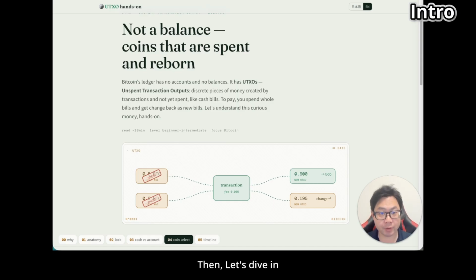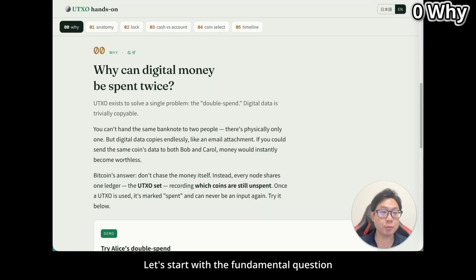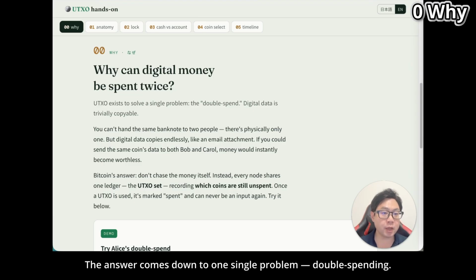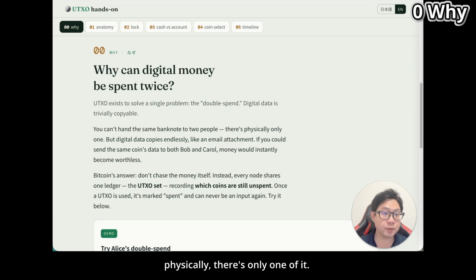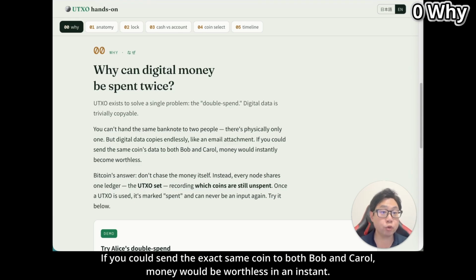Then let's dive in. Let's start with the fundamental question. Why does Bitcoin even need such an elaborate design? The answer comes down to one single problem: double spending. A paper bill can be handed to 2 people at once. Physically, there's only one of it. But digital data can be copied endlessly. If you could send the exact same coin to both Bob and Carol, money would be worthless in an instant.